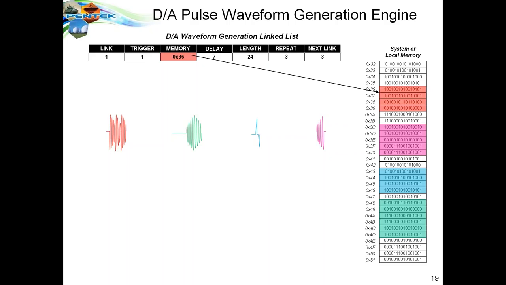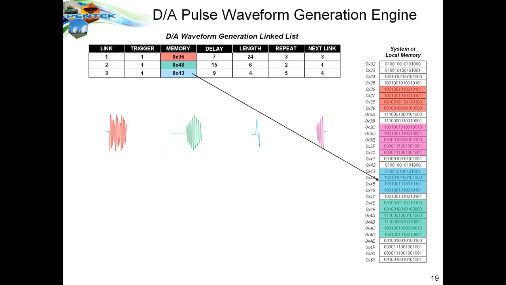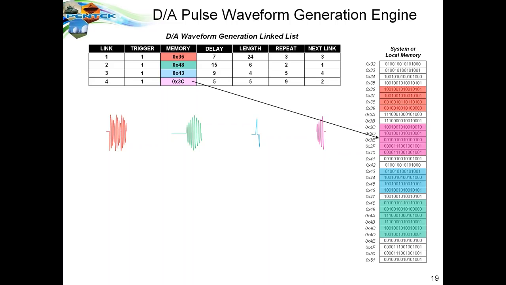Link 1 points to memory location 36, which specifies the location of the samples for the waveform that's associated with link 1. We also can specify the delay after trigger, the length of the waveform, the number of repeat cycles, and then the next link. So in each of these link descriptors, we have a complete script for how the link is played. The second link points to a different waveform with its own parameters, the third to a third waveform, and the fourth link to a fourth waveform, each of them representing a different pulse, for example.